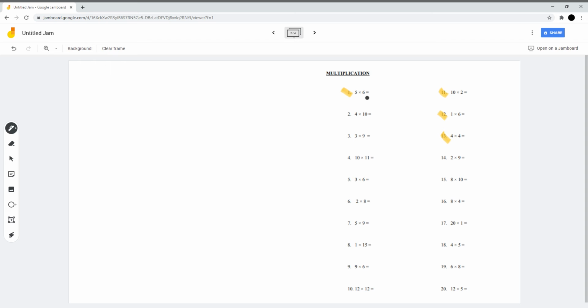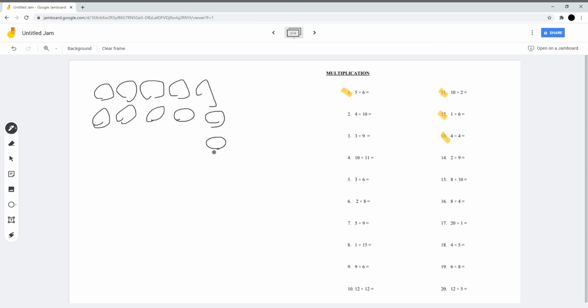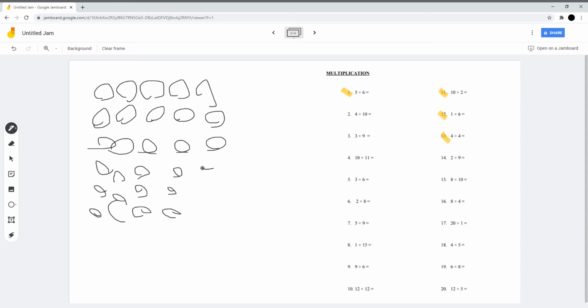Multiplication. 5 multiplied by 6. First, I'll draw 5 circles of 6 pairs. And this equals 30.